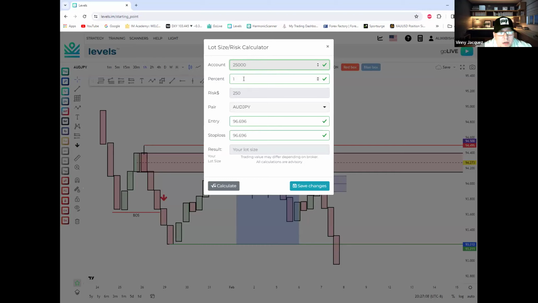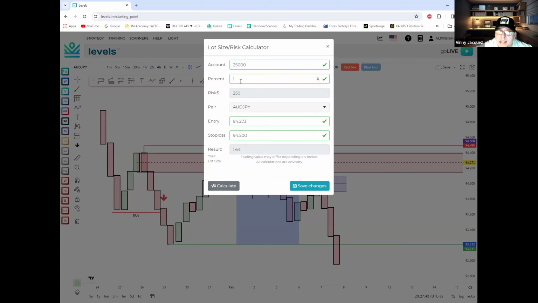What are you looking to risk percent-wise? It's going to tell you in dollars. Choose your pair. Now your entry. My entry is the yellow numbers right here, this yellow box. It's 94.273. Now my stop loss is going to be the purple box, 94,500. Let's calculate. Boom. It's saying that my lot size, I'm able to throw down a 1.64.